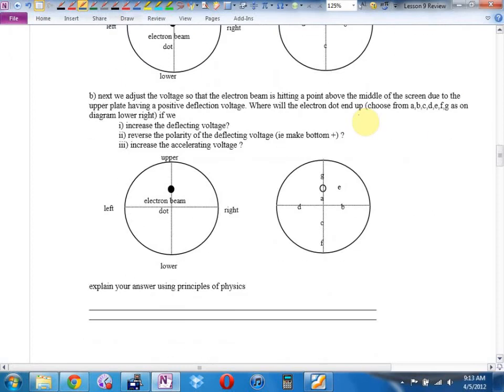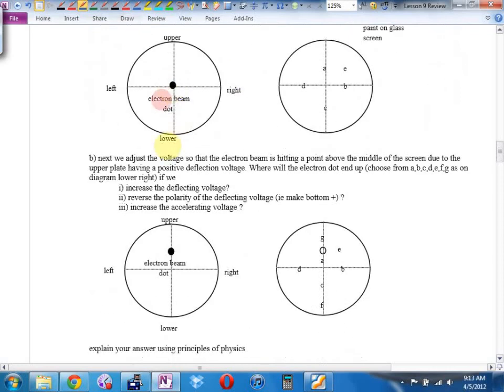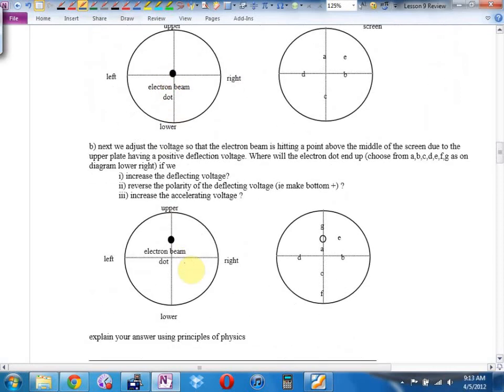Next, we adjust the voltage so that the electron is hitting right there due to the upper plate having a positive deflecting voltage. Where will the electron dot end up? Choose from A, B, C, D. If we, A, increase the deflecting voltage, so what if I bump up the voltage right here? How will that move this dot? I heard it. It's going to get deflected even more.